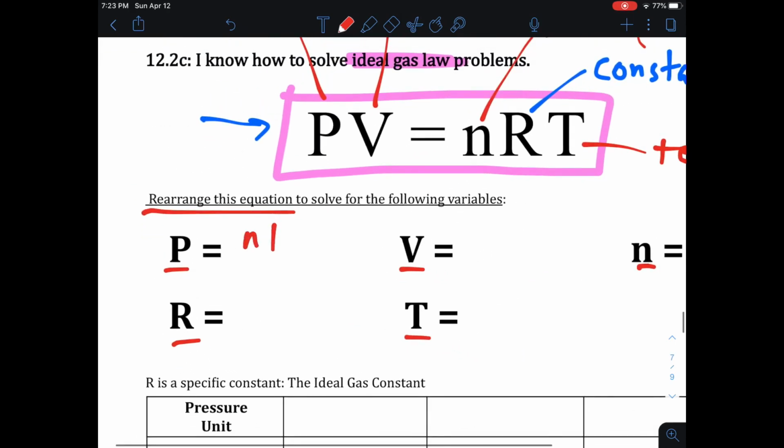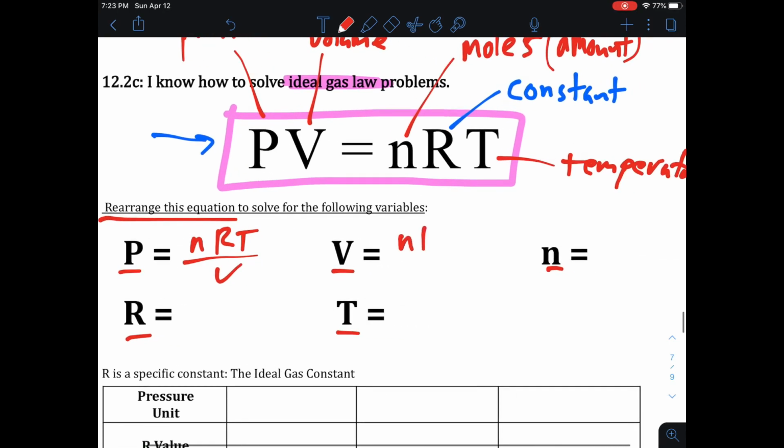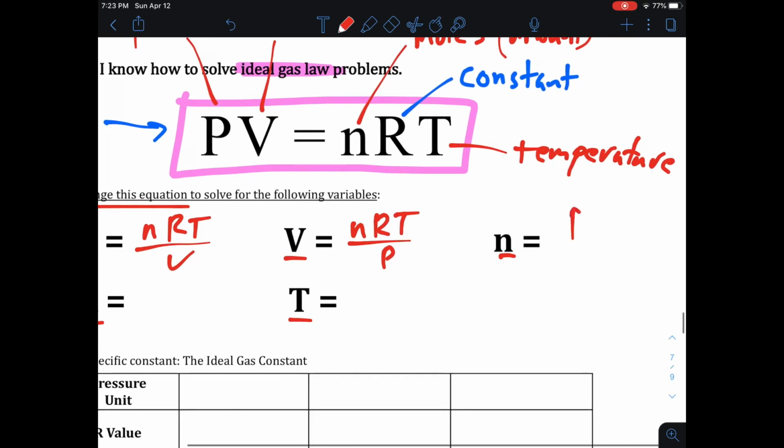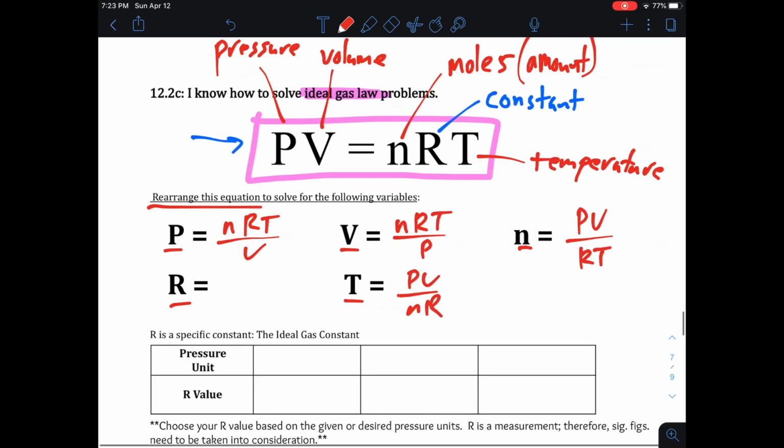For pressure, you should have gotten nRT over V. For volume, nRT over P. For moles, PV over RT. For T, you should get PV over NR. And for R, you should get PV over NT.